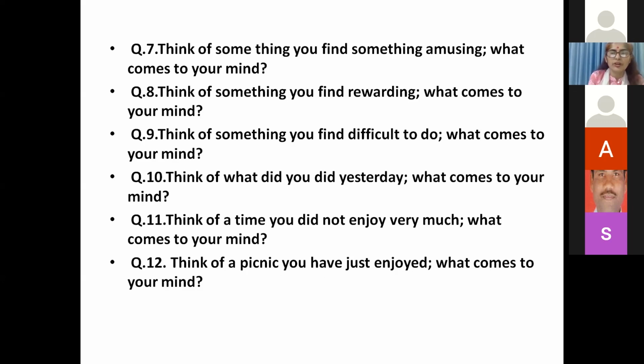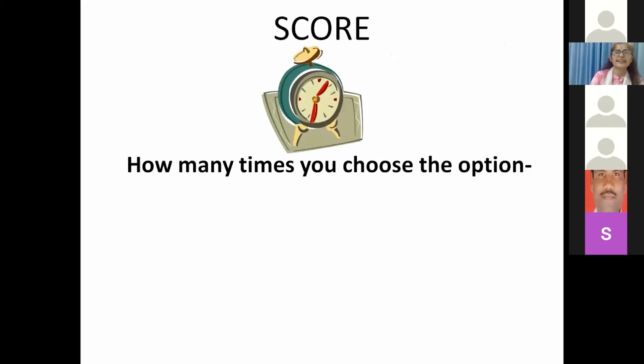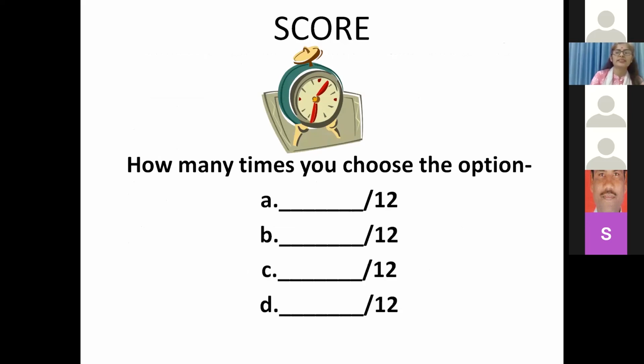Okay, so now what you have to do? Now you have to do scoring. That is, how many A's, how many B's, how many C's, and how many D's. I hope everyone understands: total of A, total of B, total of C, and total of D. Clear to everyone? Okay. So now I'm moving to this scoring slide. As I mentioned, how many times you chose A, B, C, and D. Total questions were 12, so the grand total of ABCD should be 12.